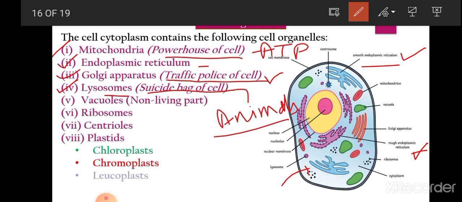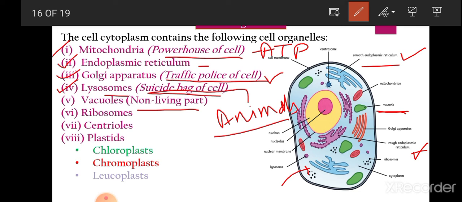That is why it is called the suicide bag of the cell. Next structure is the vacuole. Vacuoles are the non-living part of the cells. You can see the structure, that is a vacuole. This is the vacuole in the cell.